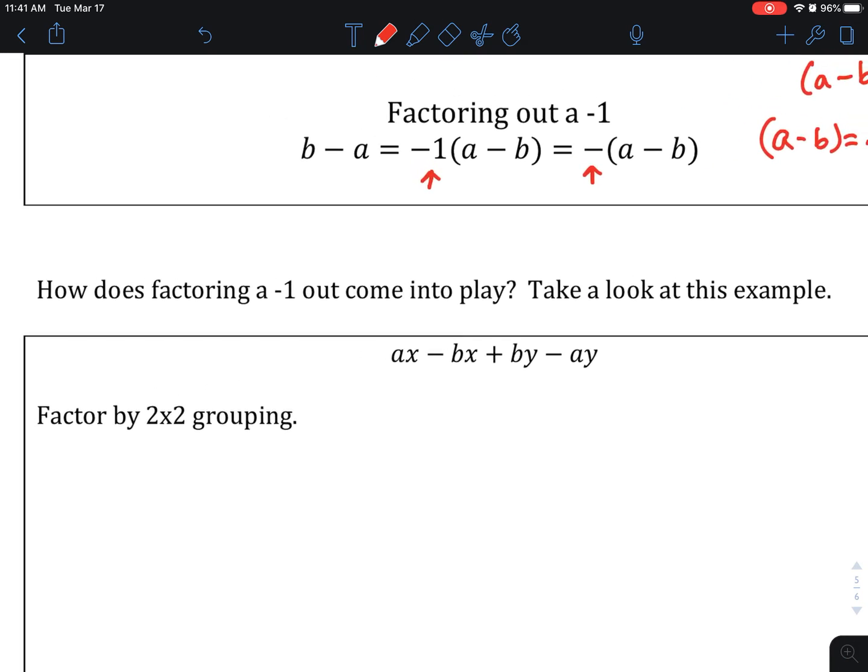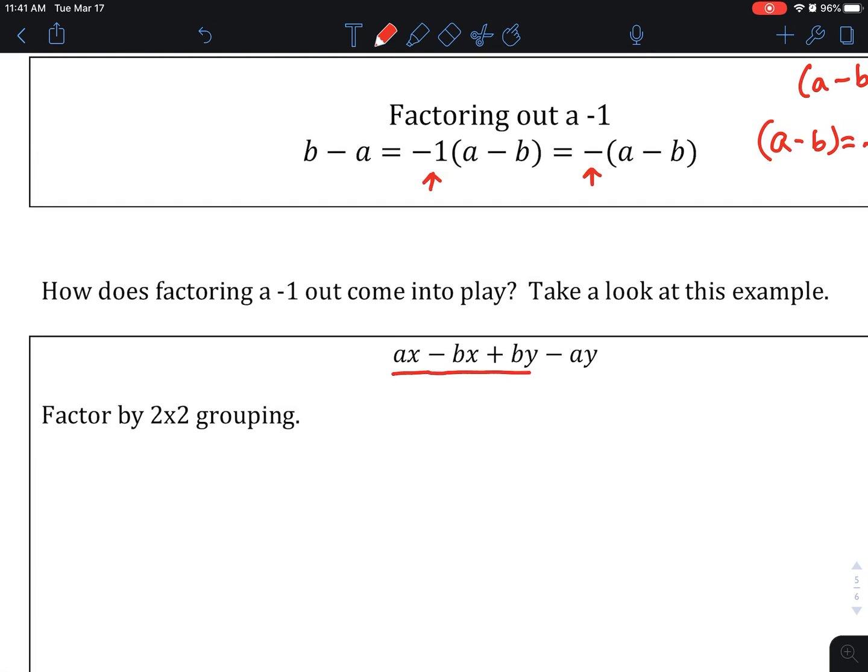So let's consider this polynomial ax minus bx plus by minus ay. There's no common factor for all 4 terms, so we're going to jump in and try 2 by 2 grouping. Let's group them into 2s, okay? From the first set, you'll notice that I have a common factor of x, and what's left over when I factor an x out is a minus b. If I look at the second set, the common factor is y, so plus y, and the leftovers are b minus a.